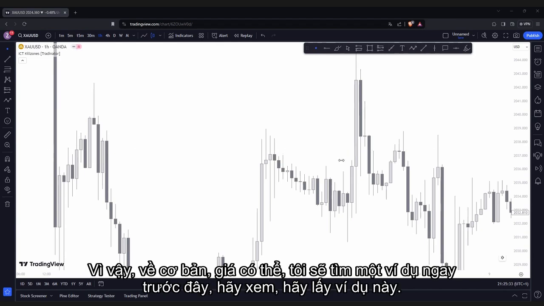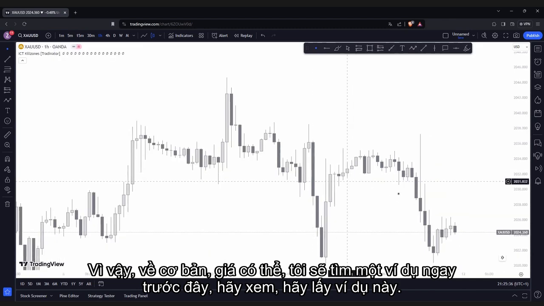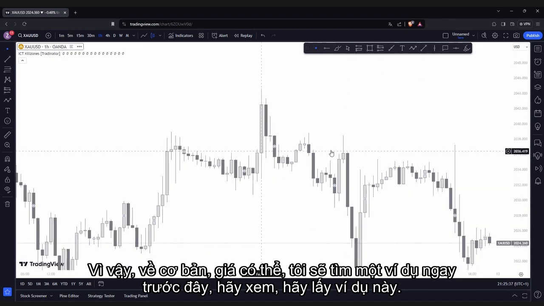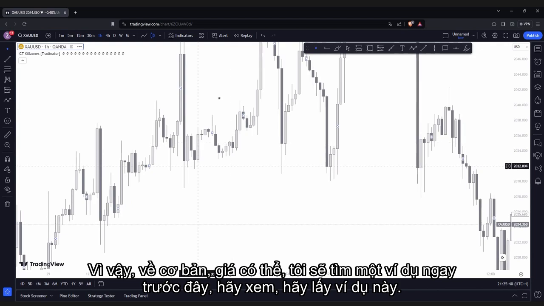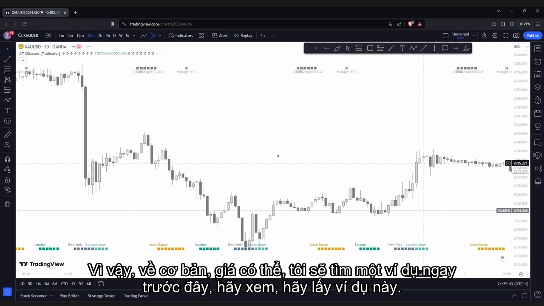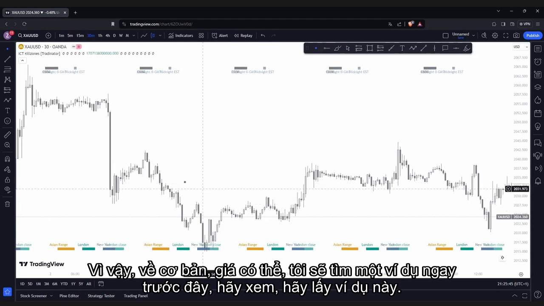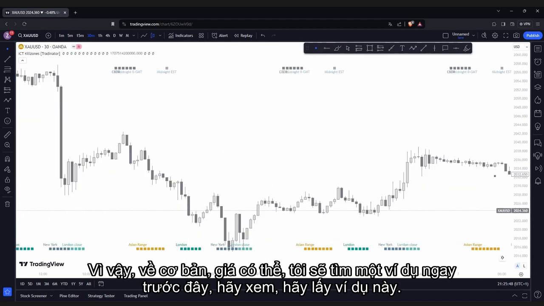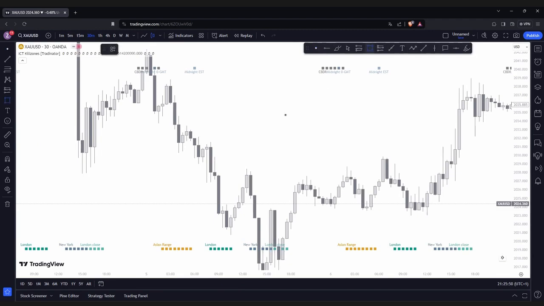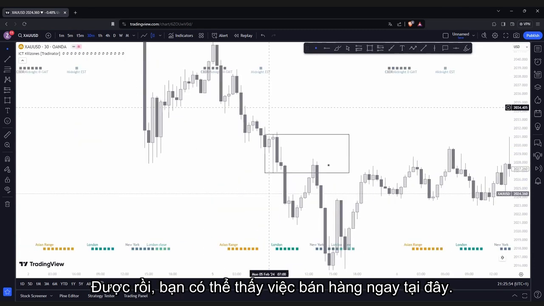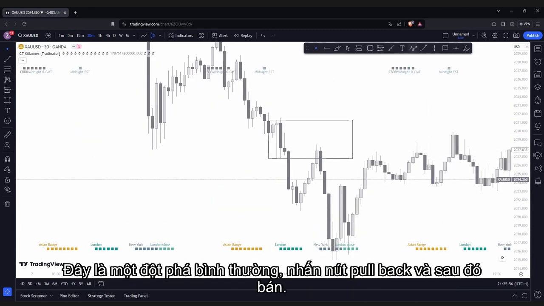So price can basically, I'm gonna look for an example right here before. So let's see. Okay, let's take this one. Okay, so you can see the sell right here. This is a normal breakout. Price pulls back and then sells.